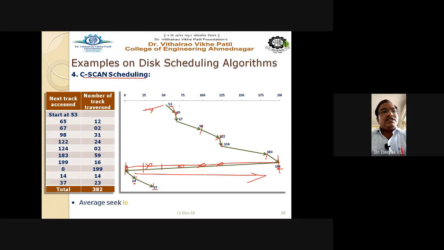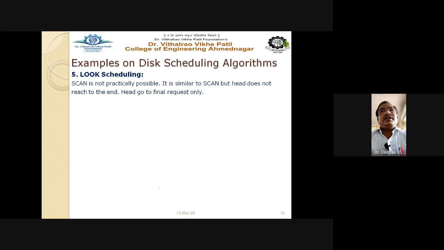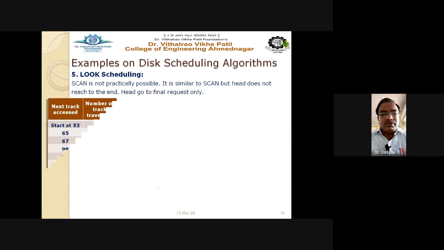So the total seek length is 382. Average seek length is 382 divided by 10, which is equal to 38.20, right? The next algorithm is the LOOK scheduling. SCAN is not practically possible. It is similar to the SCAN algorithm, but the head does not reach the end. Already we have seen this.